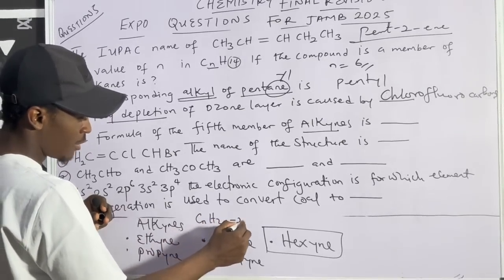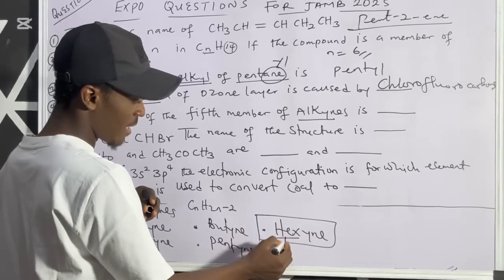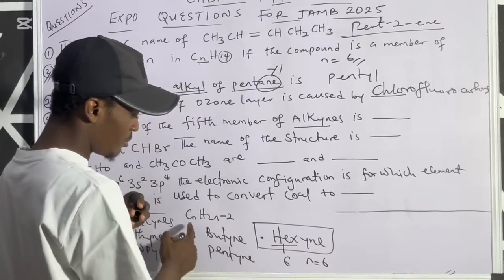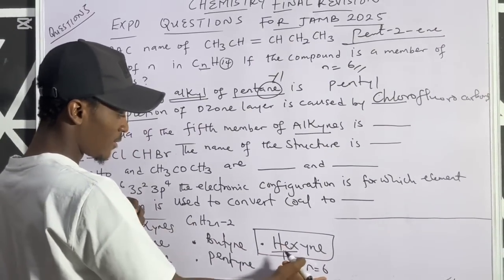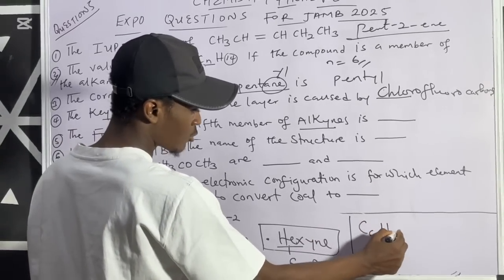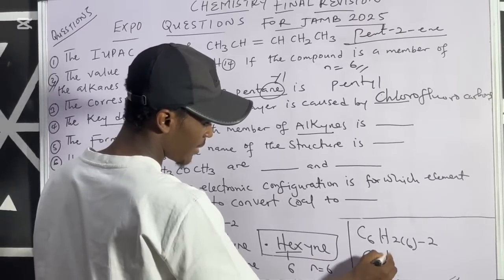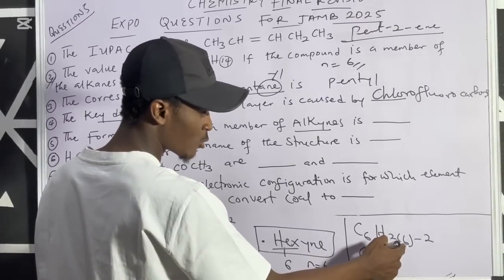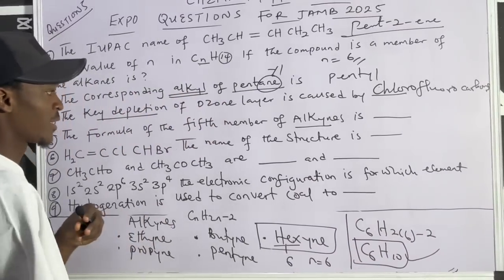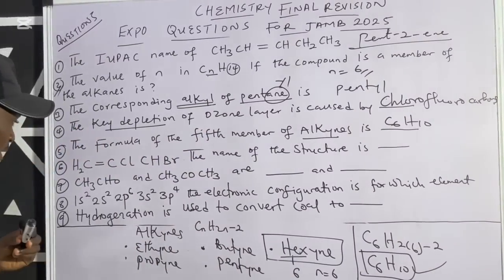And remember that the general formula of the alkynes is what? CnH2n minus 2. So how do we obtain the formula of this guy? Hex represents how many carbons? 6 carbons. So hence, our n value in this case should be 6. So let's get the formula. That gives us C6 H2 times 6, then minus 2. H2 times 6 is 12. Then 12 minus 2 is what? 10. So the answer to that question is C6H10.